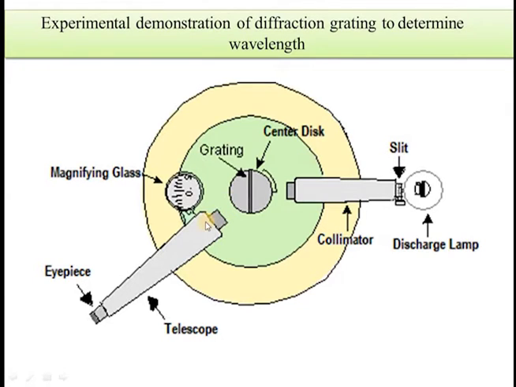Then what you have to do first is, for determining the wavelength of the light using a diffraction grating, we should set the experiment in the normal incidence position. That is, the grating is placed on this table, which is generally the vernier table, the grating table.